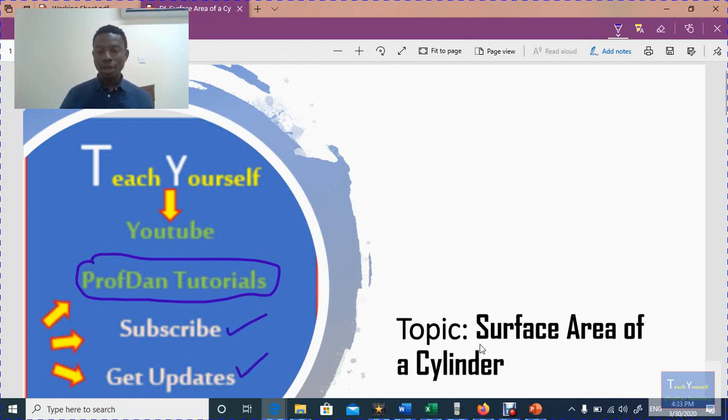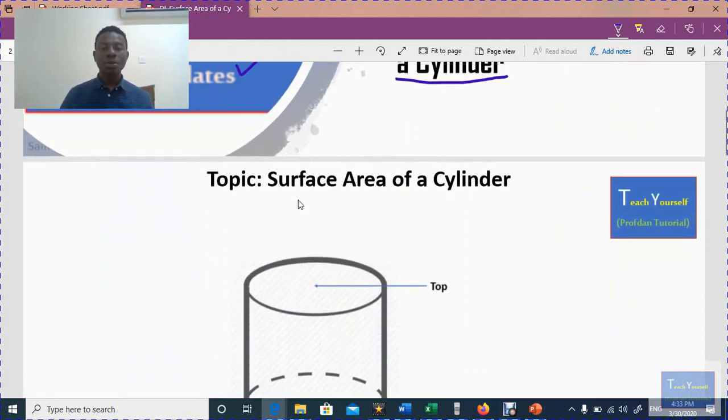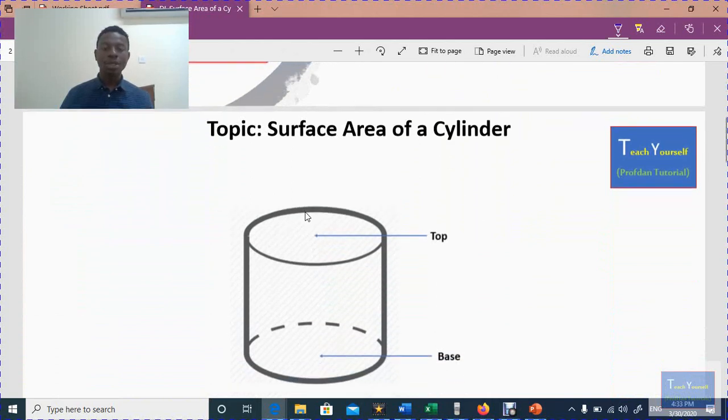Okay, our topic today is surface area of a cylinder. In our previous video on volume of a cylinder, please try and check it to get better understanding of what a cylinder is. But our focus today is on surface area. What is surface area and how do we find the surface area of a cylinder?